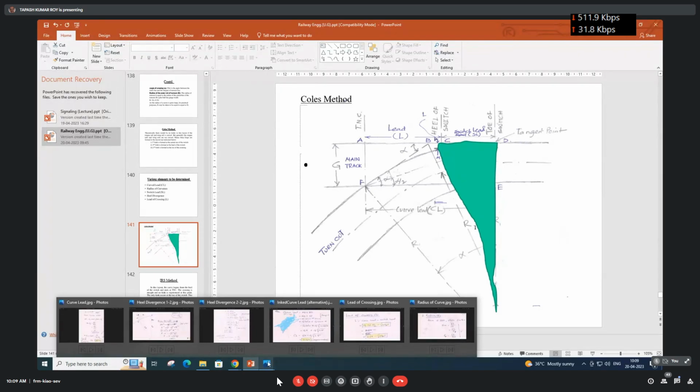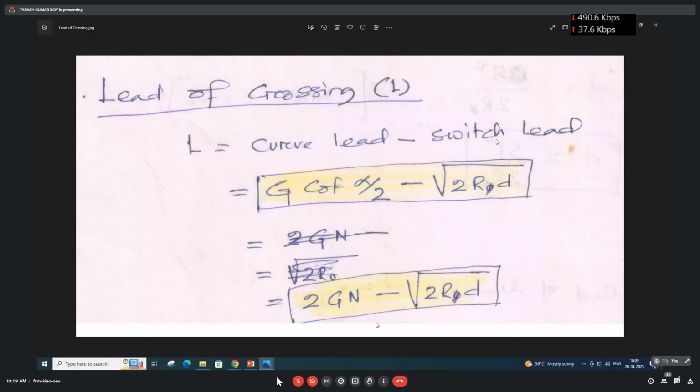CL minus SL. Or another thing, I think you have some lead of crossing that we have shown here: curve lead minus sweep speed. Just write this one. By considering that, we can easily find out the curve lead or sweep speed. That is G cot alpha by 2 minus 2GN minus square root of 2RT. How we have determined the GN has not been discussed. I have to discuss that part.